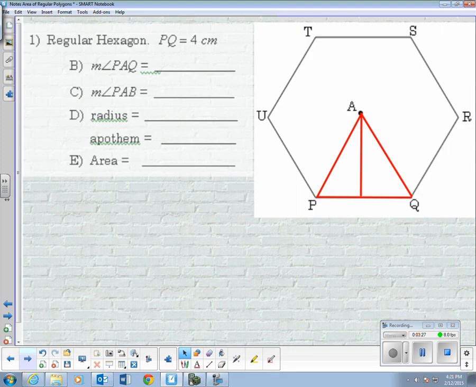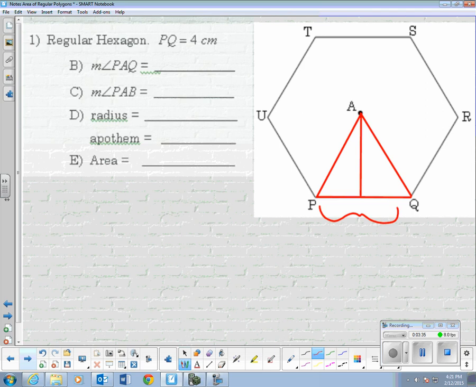All right, so here's our first example. This is a regular hexagon. It has the length of PQ is 4. So we go in here, and this piece is 4 centimeters long. You see the process of things that we have to answer here.